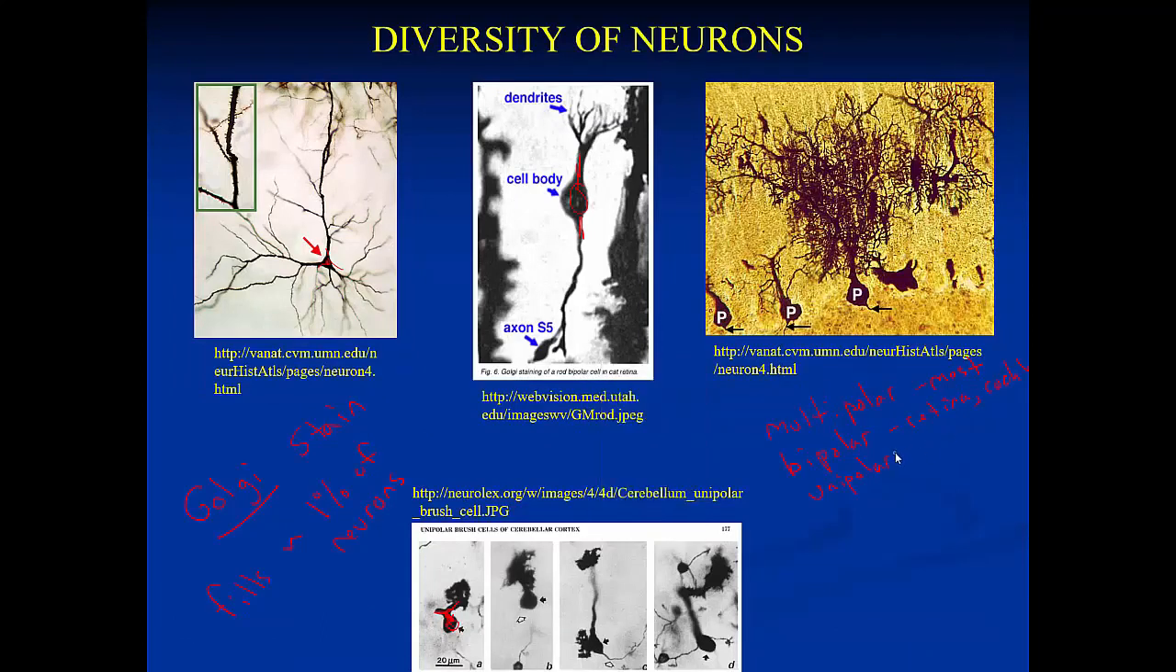Unipolar neurons are going to be sensory neurons. They're going to carry sensory information to the central nervous system. Okay, so if something's a unipolar neuron, you know it's going to carry sensory information from the skin to the brain. If it's multipolar, you can't tell me much about it. But for this course, if it's unipolar, it's a sensory neuron.